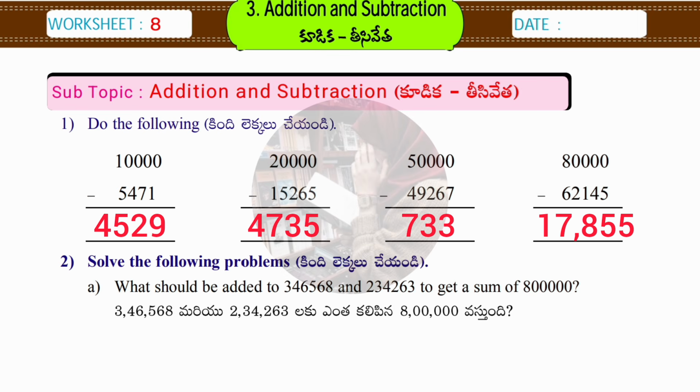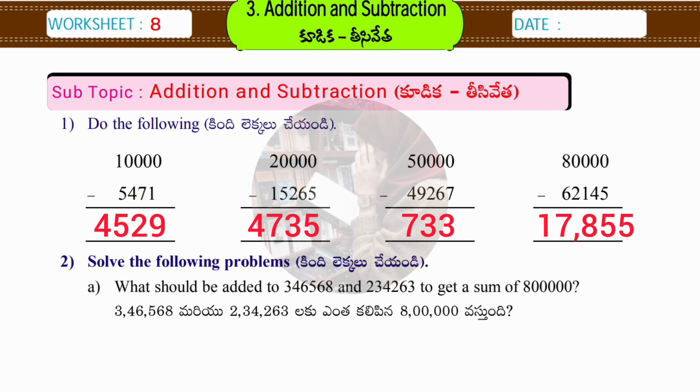First question is, what should be added to 3,46,568 and 2,34,263 to get a sum of 8 lakhs? We have already done this type of question previously in the previous worksheets.